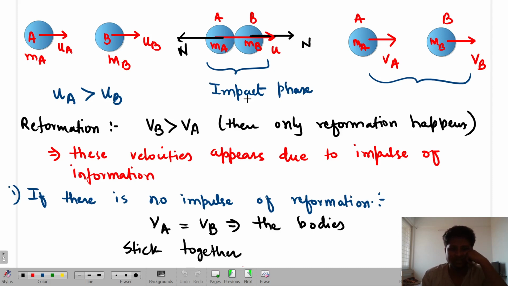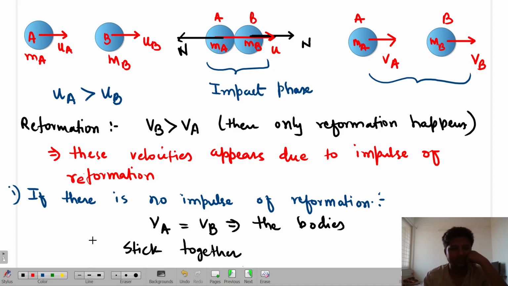Next point is to understand this in a greater sense. We brought in the impact phase and its condition. For the reformation, the velocity of B should be greater than the velocity of A. Only then does the reformation happen. And this velocity appears due to the impulse of reformation, not deformation. Okay. Is that clear? Are you able to get me?